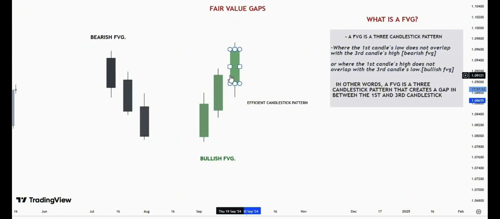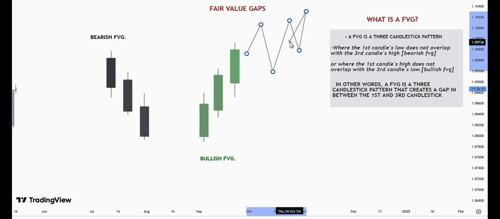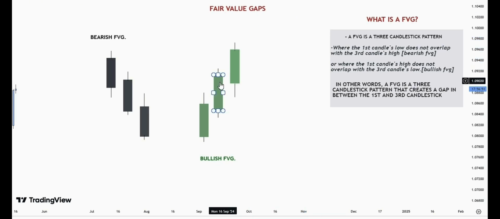Like this is what I call efficient, because there's no gap left in price, so there's no reason for price to come back there. Price just continues going up without checking anything. But if there were to be a gap like earlier, price would have a reason to come back there. So this is what fair value gaps and efficient price action is: just a gap in price that price is drawn to.